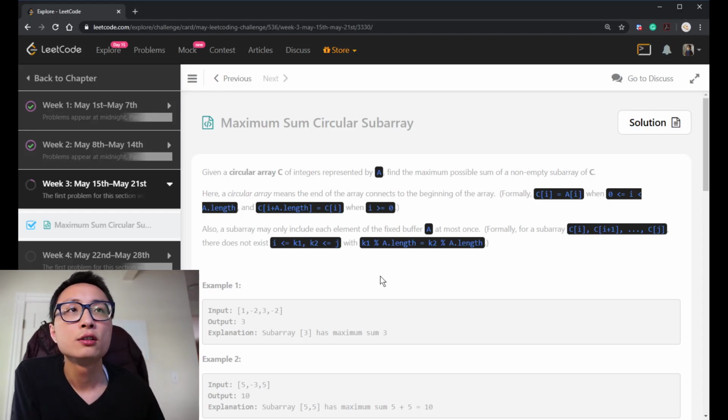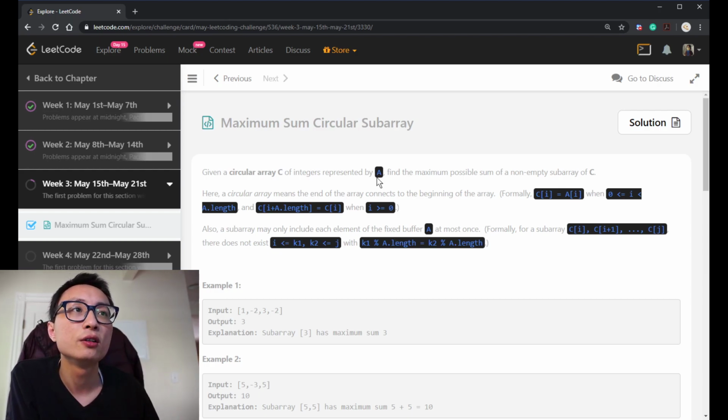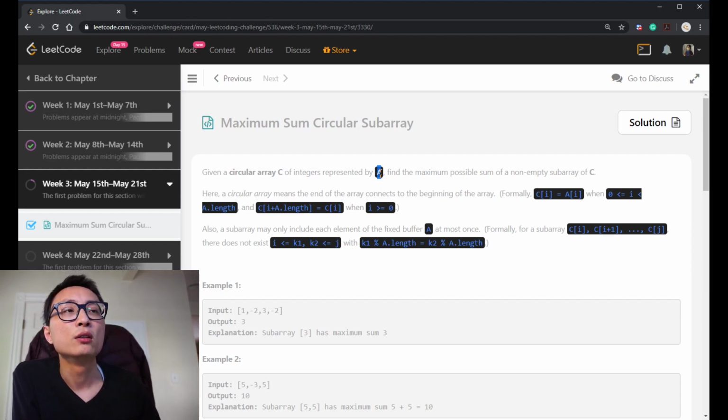Hey, hello there. So today's Leetcoding challenge question is the maximum sum of circular subarray. We have a circular array of integers. You can imagine it's a bunch of integer numbers that forms a cycle, and it's represented by a regular array, so it's a straight line. But to model this cycle, once we reach the end, we go back to the beginning. So we need to find the maximum possible sum of a non-empty subarray of C.